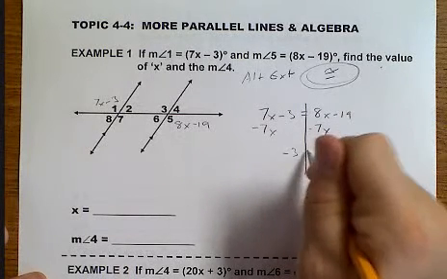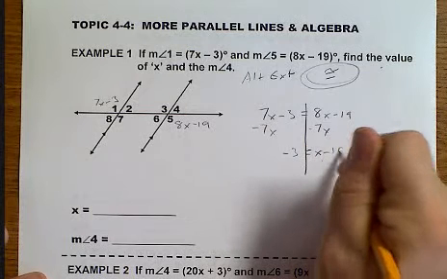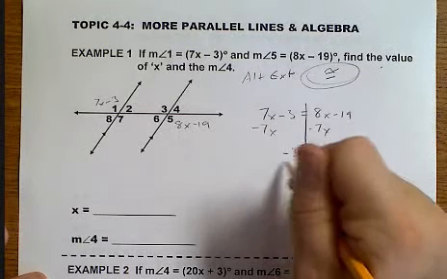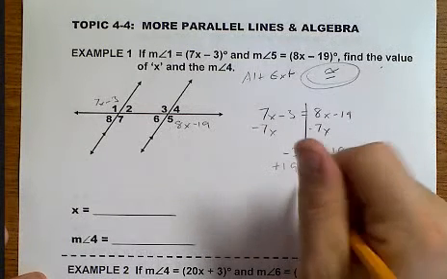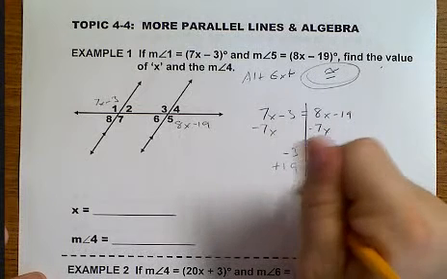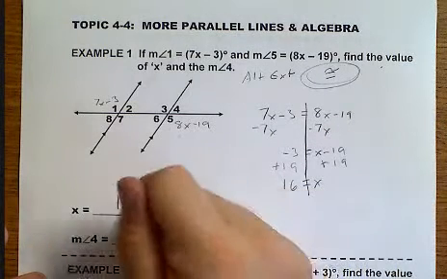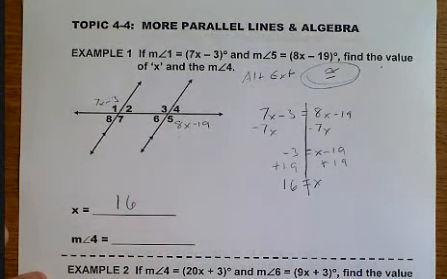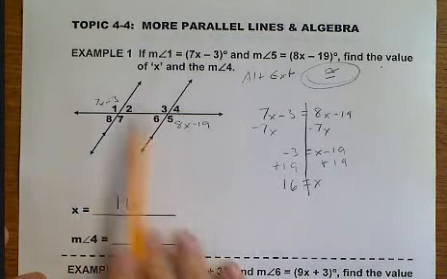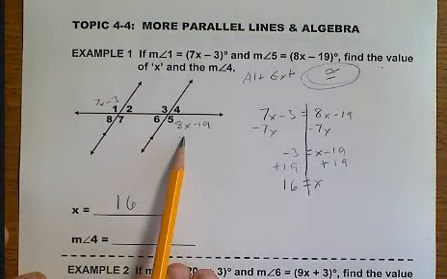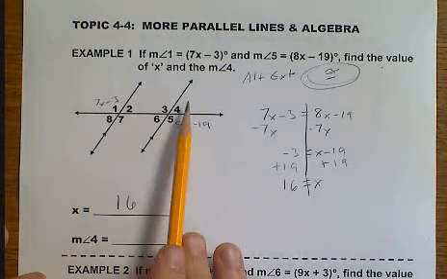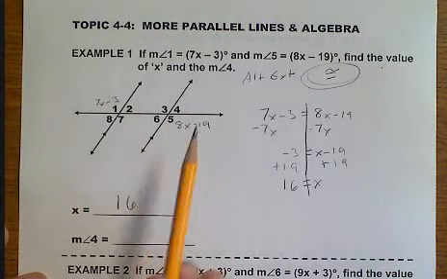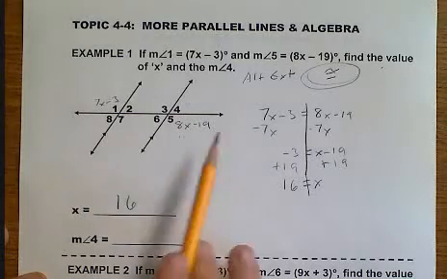Negative 3 equals x minus 19. Get rid of that minus 19. We get x equals 16. So now we know what x is. But that's not the full answer. We want to know the measure of angle 4. Well, angle 4 wasn't given to us. But I know that 4 and 5 must be supplementary because they are a linear pair.